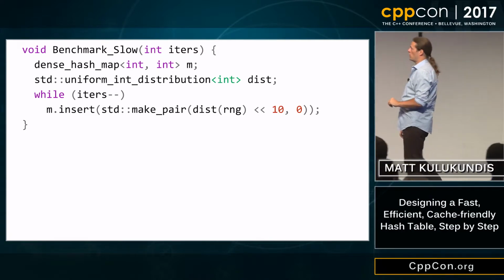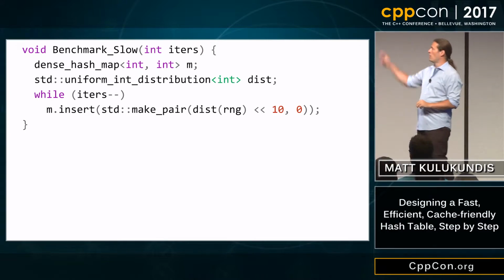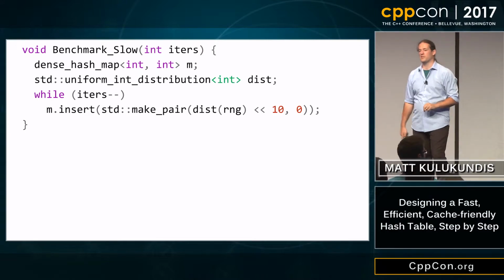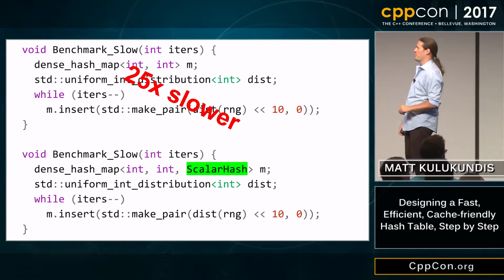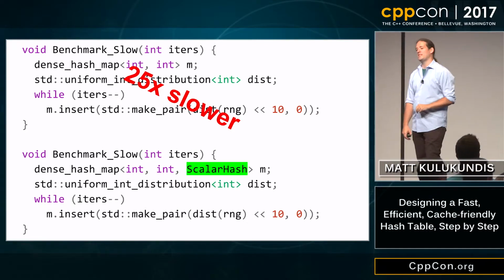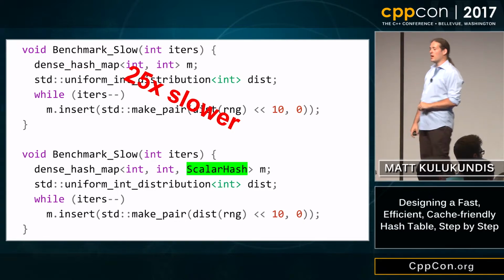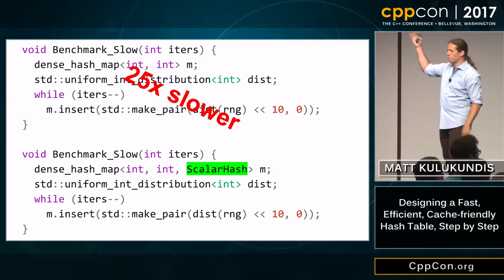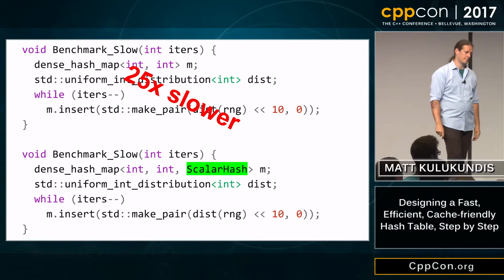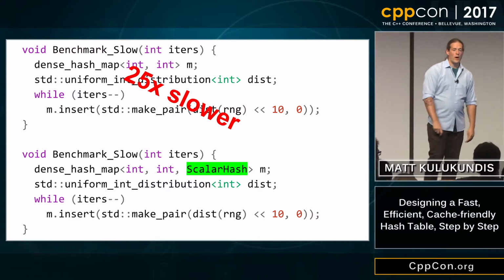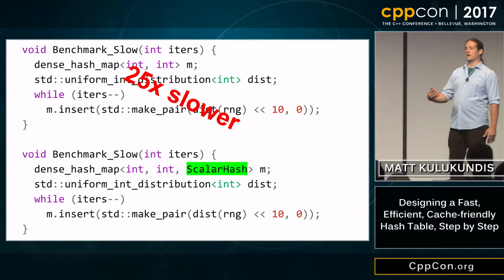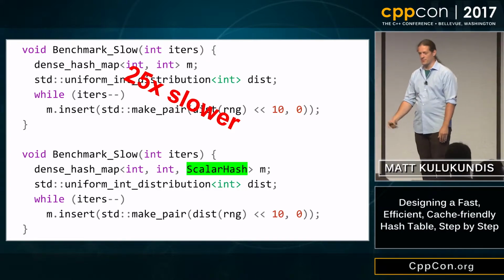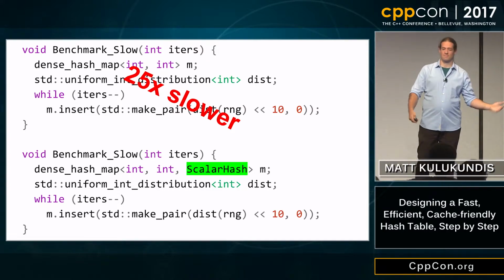Remember when I talked about low-order bits and entropy? We're shifting left by 10 bits, so everything has the same low-order bits in its hash code, and it's 25 times slower. All you need to do to fix it is to give it a better hash function. Well, we made that a little better for you. We provide a better hash function by default. You're welcome.